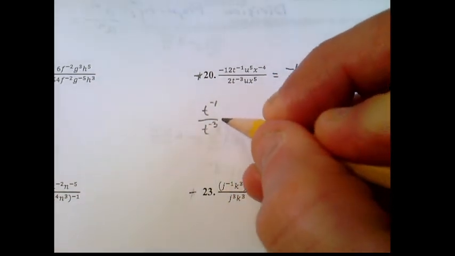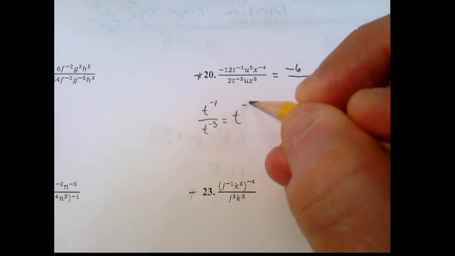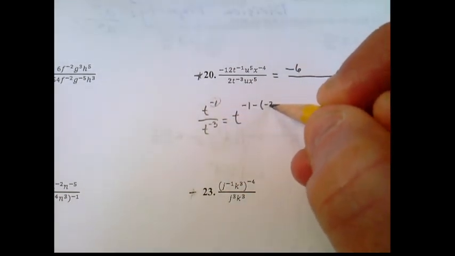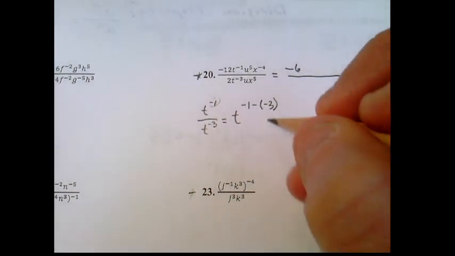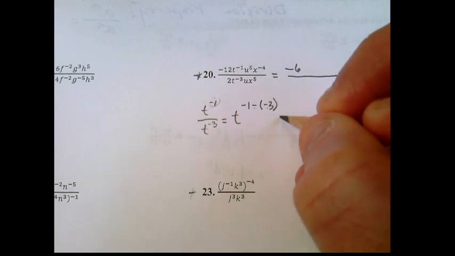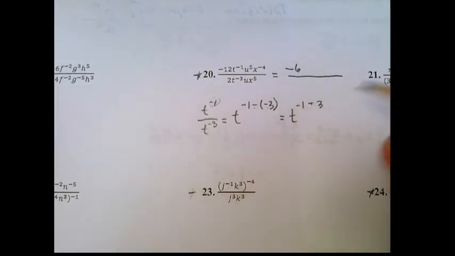Okay? Now remember, what that means is we're going to take the exponent in the numerator and subtract the exponent in the denominator. Okay? Now if I work this out, a double negative makes a positive, so this is actually negative 1 plus 3. Well, what is negative 1 plus 3? 2, right? T to the second.